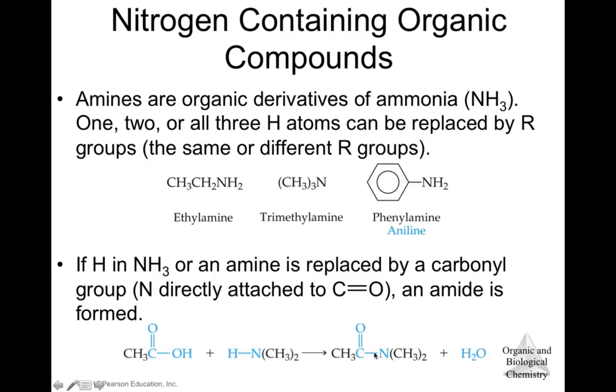So an amide is the combination of an amine and a carboxylic acid to produce this type of compound, that is a carbonyl directly attached to a nitrogen. This is an amide.